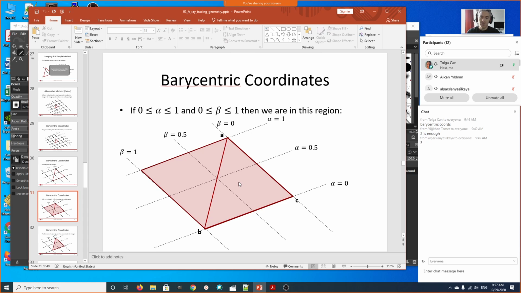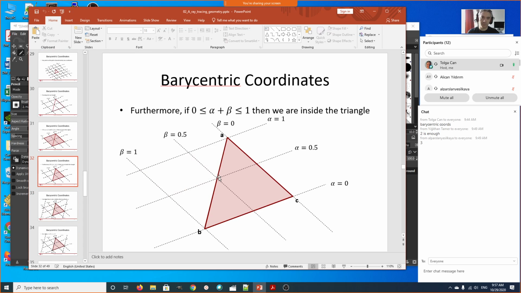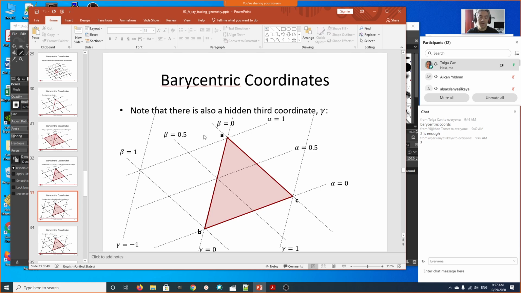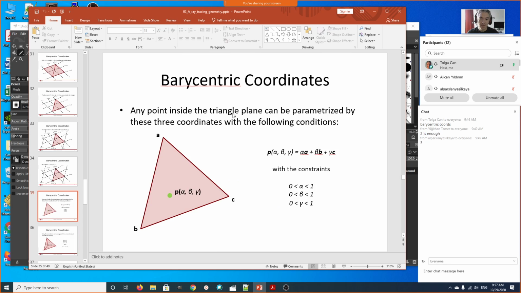If alpha and beta are between 0 and 1, then we are in this region. It actually defines a rectangle. We also need the third dimension, which is the triangle. If their summation is also between 0 and 1, we limit ourselves to this one. There is a hidden third coordinate, gamma, which is about that third weight. As a rule, in order to be in a triangle, alpha plus beta plus gamma should equal 1. This becomes the barycentric coordinates of a triangle.